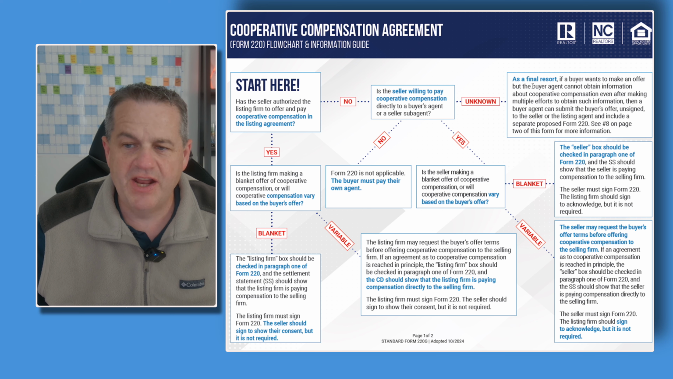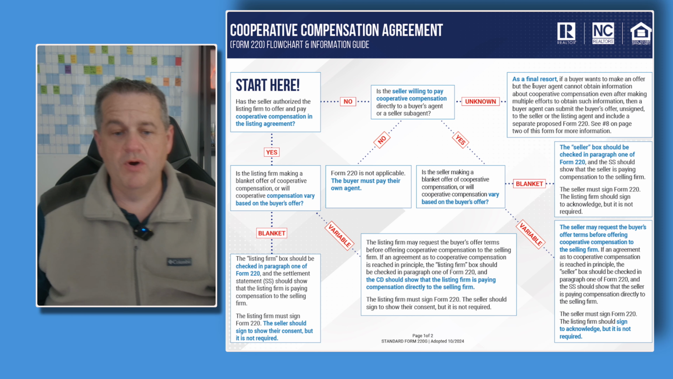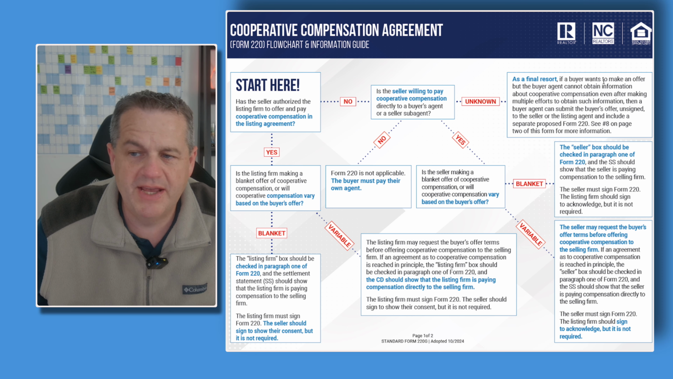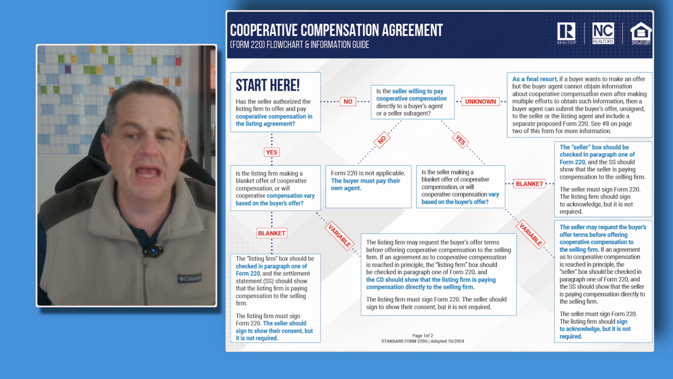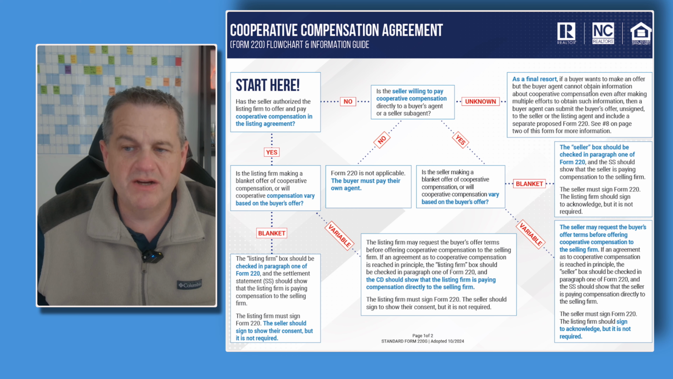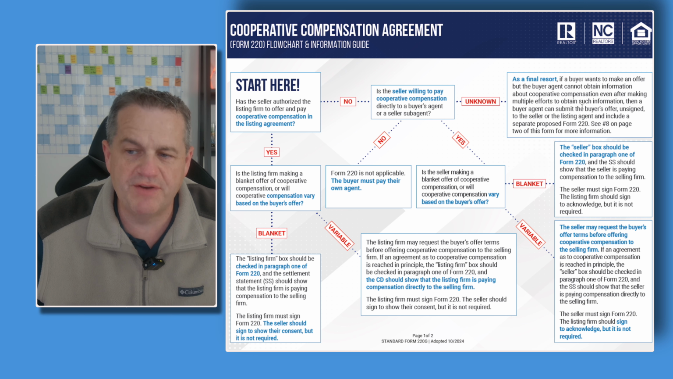So as a final resort, and this is how I have been working both the buying side and the listing side, if a buyer wants to make an offer, but the buyer agent cannot obtain information about cooperative compensation even after making multiple efforts to obtain such information, then a buyer agent can submit the buyer's offer unsigned to the seller or the listing agent, and then include a separate Form 220.